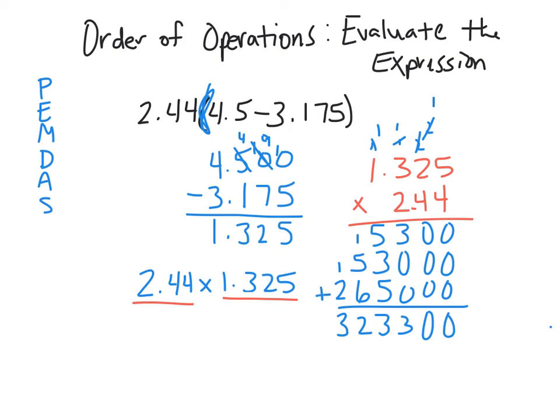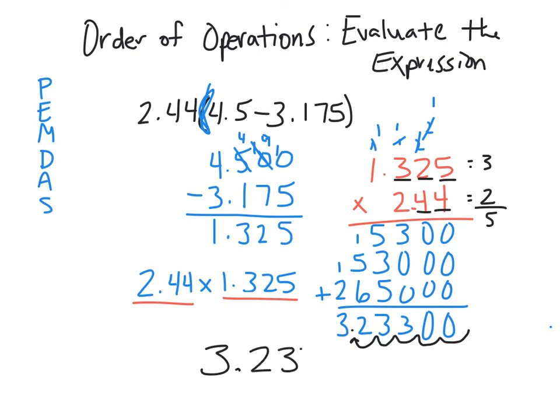So now that I went through and I added all these, I've got to look back to my problem and see how many place values I have after my decimal. Up here I have 3, down here I have 2, for a total of 3 plus 2 is 5. So I start here and I go 1, 2, 3, 4, 5. So I come up with a grand total answer of 3 and 233 hundredths as my answer.